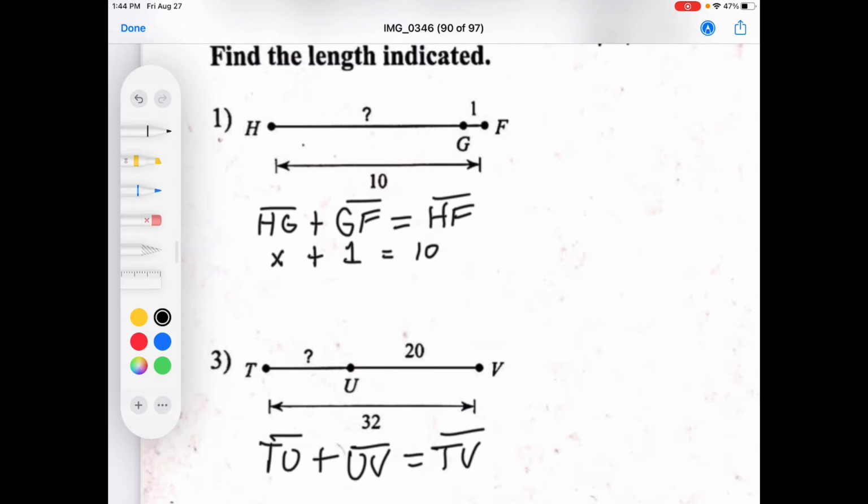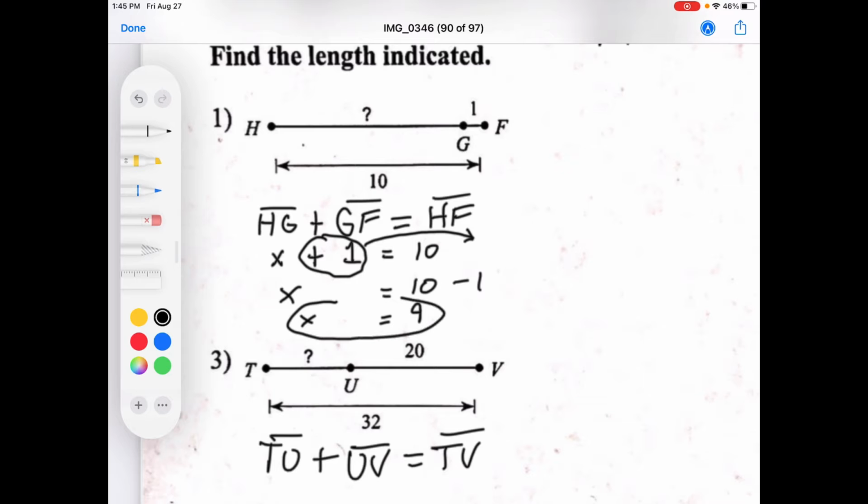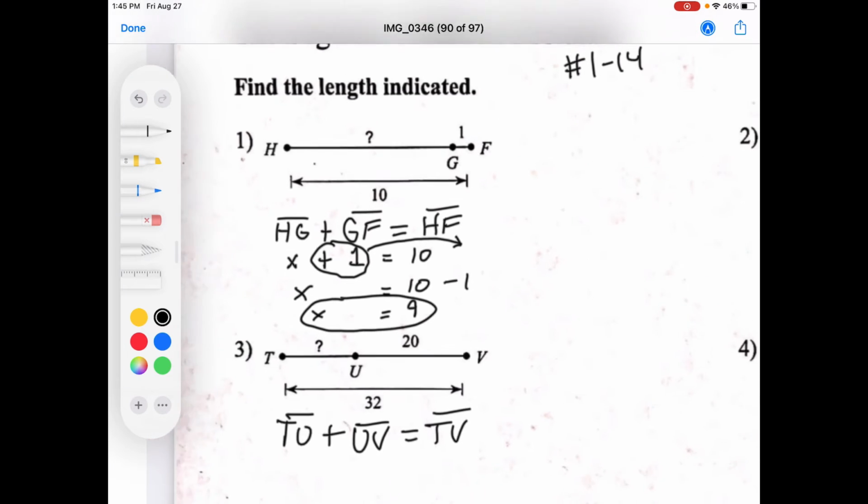So now I'm solving a one-step equation. I want to get the X variable by itself. And so we're going to take what's with it, this positive 1, and take it to the other side of the equal sign. When you take something to the opposite side of the equal sign, the sign changes. So this will be X equals 10, and then the positive 1 becomes a negative 1. So now I want to combine 10 and negative 1, and that's 9. So that is my answer to this problem. X equals 9, or HG equals 9.